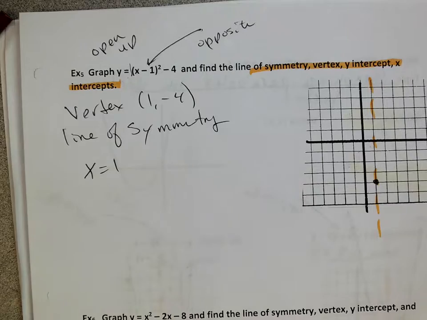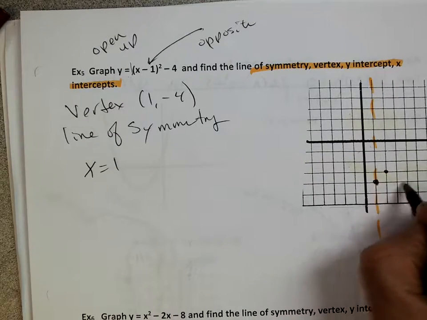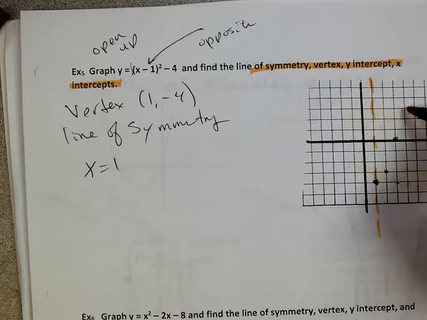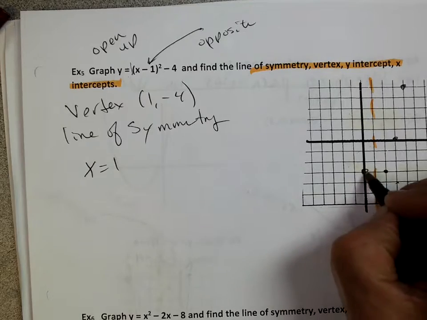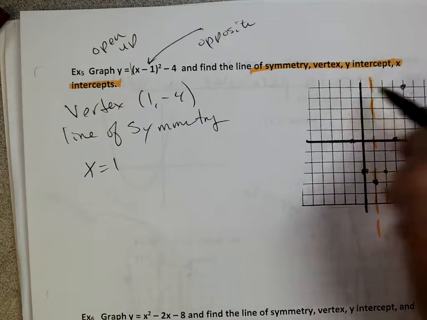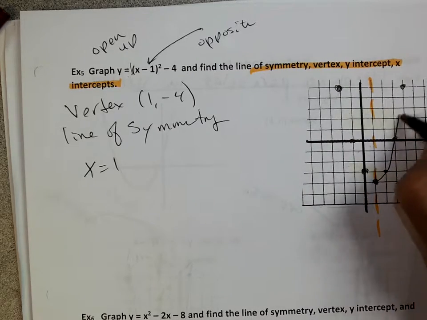Let's do our 1, 1, 2, 4 and see what happens. 1, 1, 2, 4, 3, 9. 1, 2, 3, 4, 5, 6, 7, 8, 9. We'll reflect our points over the line of symmetry. So we'll have a coordinate there. We'll have a point there. We'll have a point right there. Okay, we can draw our parabola in.